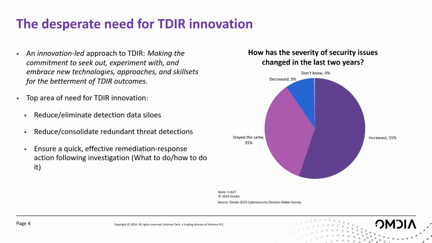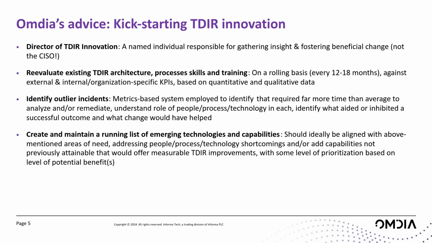You see the majority of our respondents there say the severity of the issues they're facing in the last 2 years is only increasing, which means that it's that much more important to get a handle on these issues, because if you miss one, if you miss a compromise, if you miss an intrusion, if you can't respond to an attacker fast enough, the consequences are that much larger. So let's talk about how you can kickstart TDIR innovation in your organization.